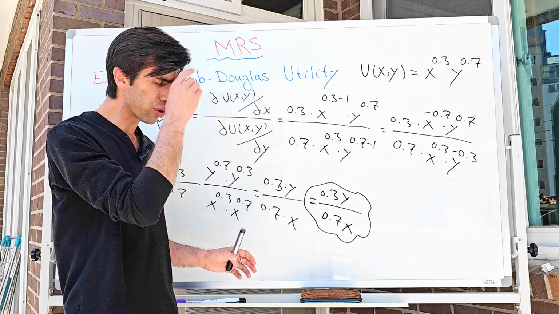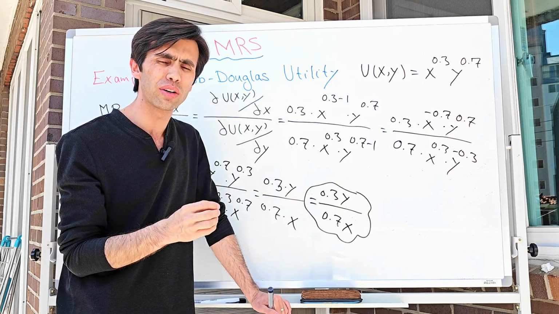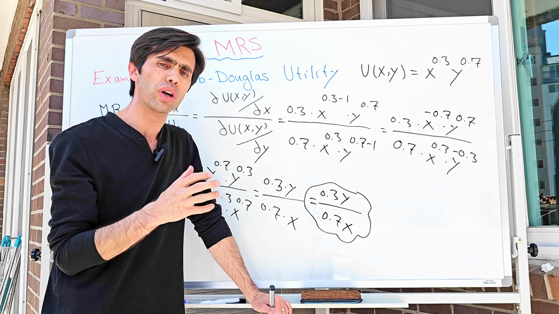So I hope now you clearly understand how we can find the marginal rate of substitution for a Cobb-Douglas utility function.